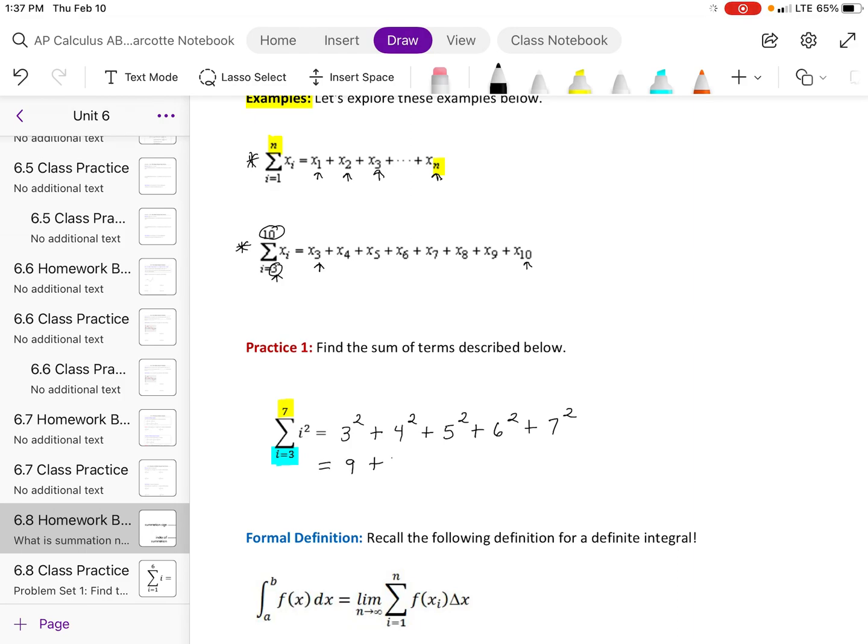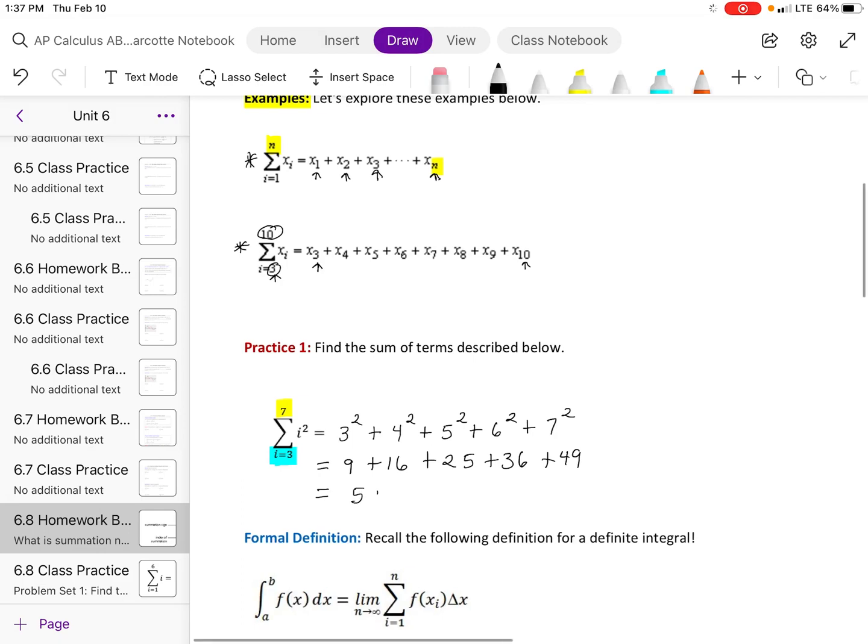So this gives me 9 plus 16 plus 25 plus 36 plus 49. And then I'm going to add up all these numbers together. So I should get 50 plus 36 plus 49, which is 86 plus 49, which is 135.